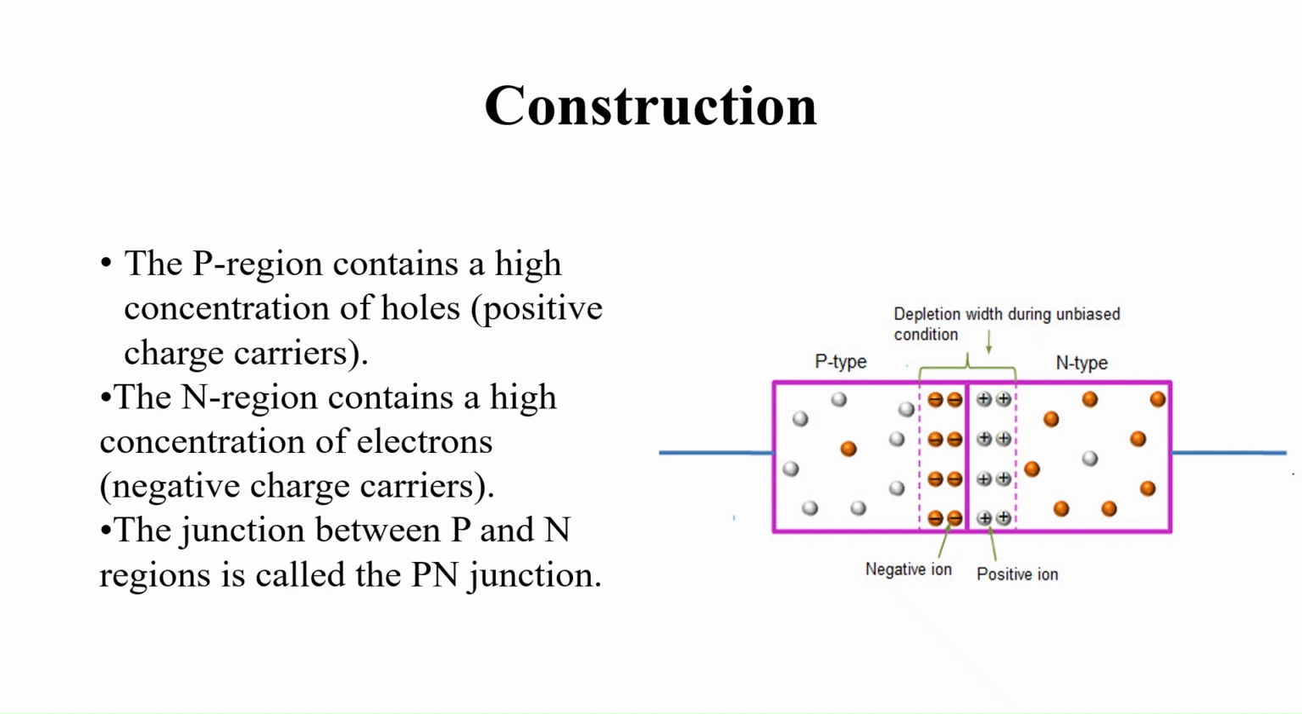At the junction, these electrons and holes combine to form the region called the depletion region. In this depletion region, there are no free charge carriers. Actually, this depletion layer acts as a barrier to current flow. In order to move the electrons and holes, we need an external supply. That is called biasing. There are two types of biasing.